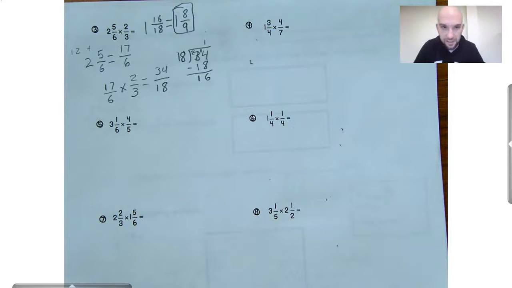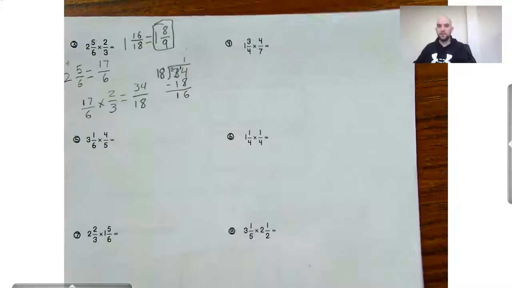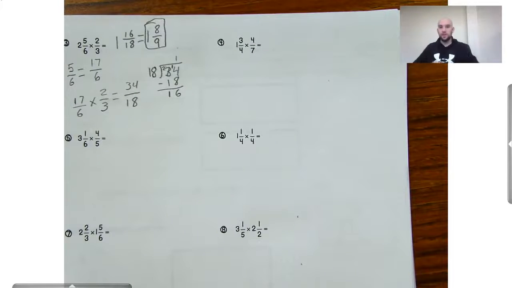It didn't ask us to simplify, but it's nice to get in the habit of simplifying because you may be asked to do so at some point. Our next problem here, it says 1 and 3/4 times 4 sevenths.